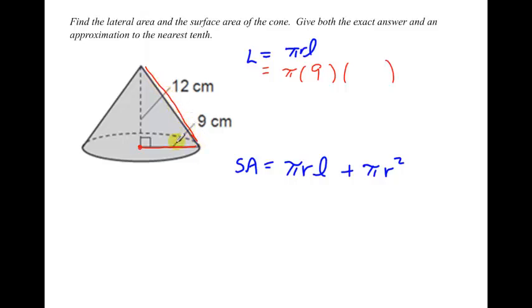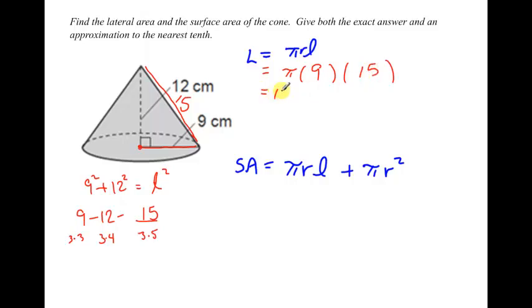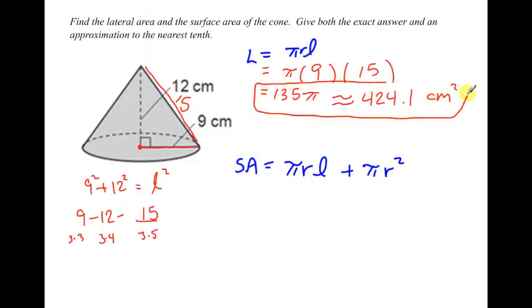Gotta find it. This time it looks like a Pythagorean theorem. Let's take 9 squared plus 12 squared, and set it equal to that slant height squared. Now I'm noticing a triple here, if you don't see it. Let's take that 9, 12. Notice that 9 is 3 times 3 and 12 is 3 times 4. So this is going to be 3 times 5. This is 15. Alrighty, so slant height is 15. And multiplying this is going to bring me to 135 pi, or about 424.1 to the nearest tenth. And this is in square centimeters. They wanted both answers, so I'm going to circle them both.